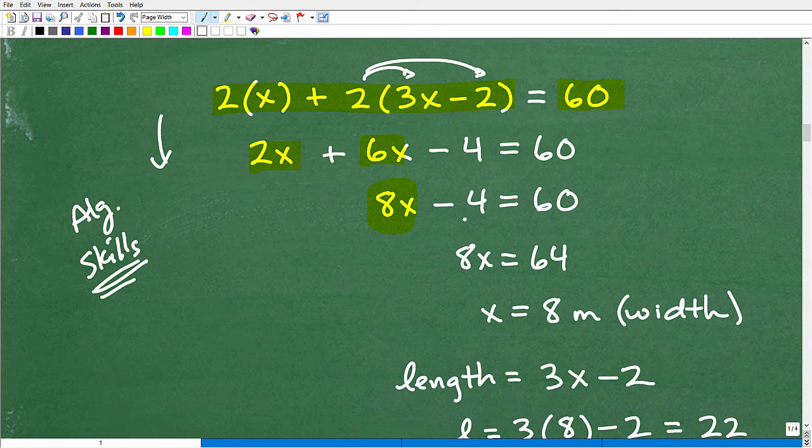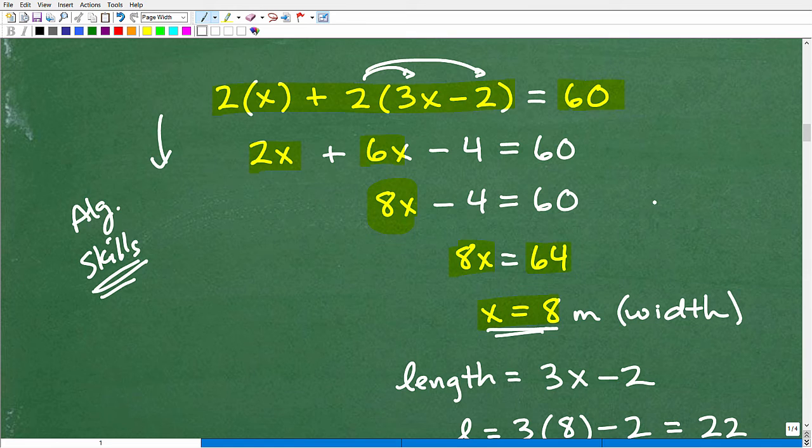Now at this point I need to add 4 to both sides of the equation. Hopefully you understand this. If you don't, I have tons of videos on basic equation solving in my pre-algebra and algebra playlist, but we're going to get 8x is equal to 64. And at this point, to solve for x, I divide both sides of the equation by 8. So 64 divided by 8 is in fact 8. So x is equal to 8. Now, again, what is x?